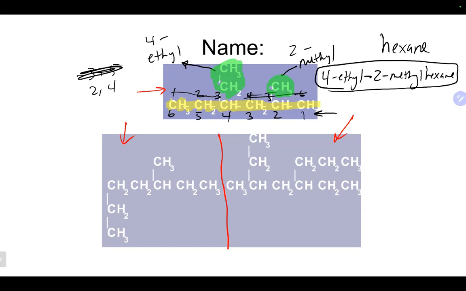Yes. It does, so it should go alphabetical. It goes alphabetical regardless of number or prefix. So if they happen to have a di or a tri, you would ignore that and just go with the name of the group. So it's definitely alphabetical. Other questions?